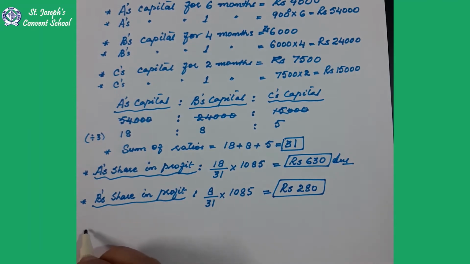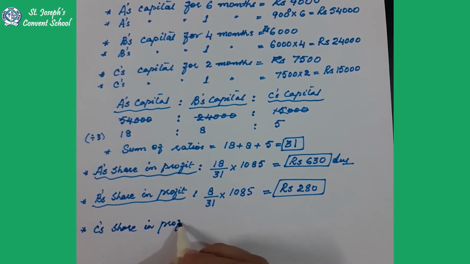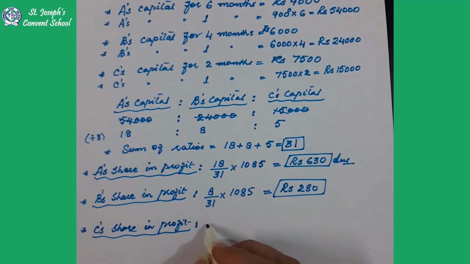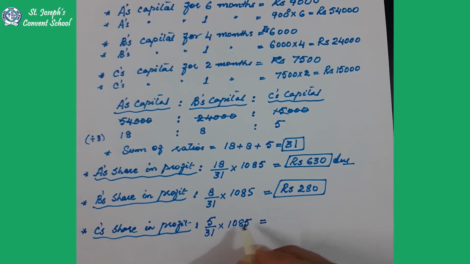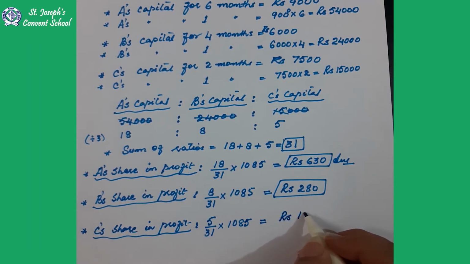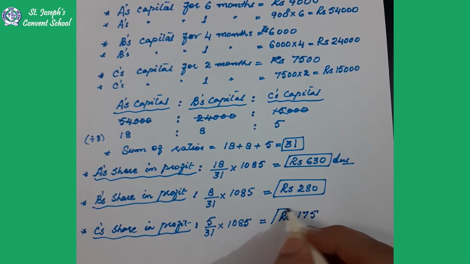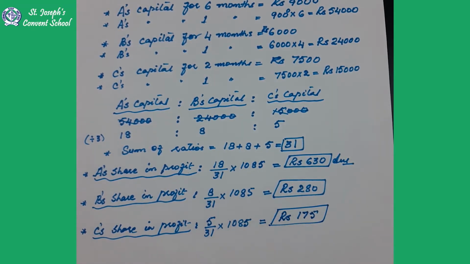Now the third one, C's share you can find the same way. C's share in profit. So C is 5. 5 divided by 31 into profit, 1085. Calculate with a calculator: 5 divided by 31 multiplied by 1085. So the answer will come rupees 175. So this is the share of all three in the profit.